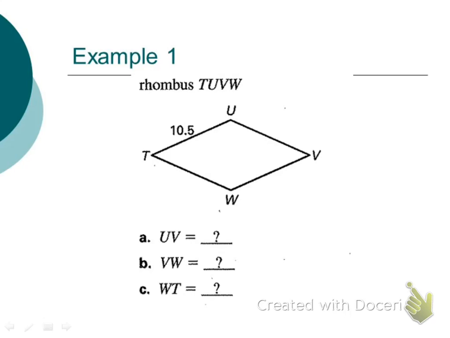Alright, here's example 1. So I'll give you a second to write this down. We have a rhombus. As you're drawing this picture, think about the key features of a rhombus, particularly the sides, since we're looking for all the side lengths.